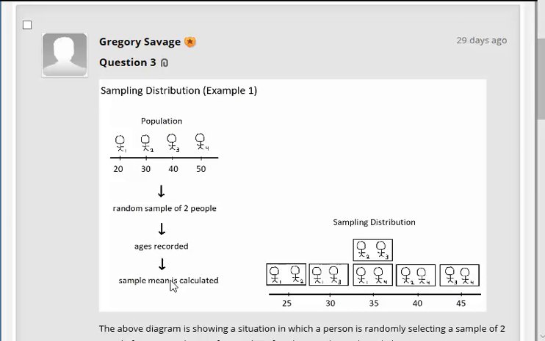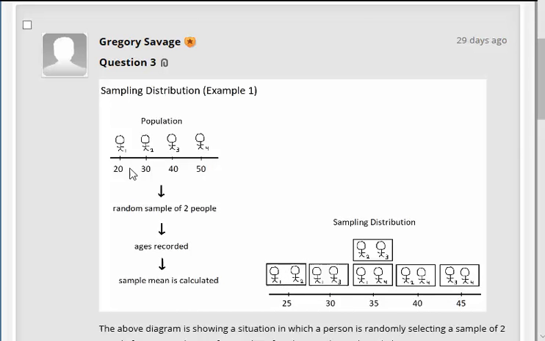In this situation, the number that the sample mean or sample average comes out to depends on which 2 people are selected. If person 1 and person 2 are selected, the sample will be a 20-year-old and a 30-year-old, and they'll have an average of 25. The sample mean will be 25. We can see that possibility right here.